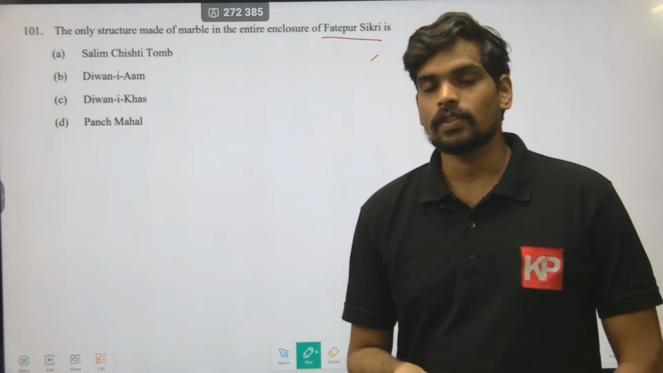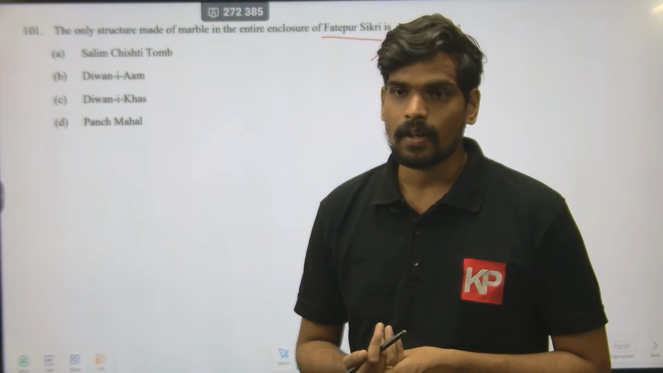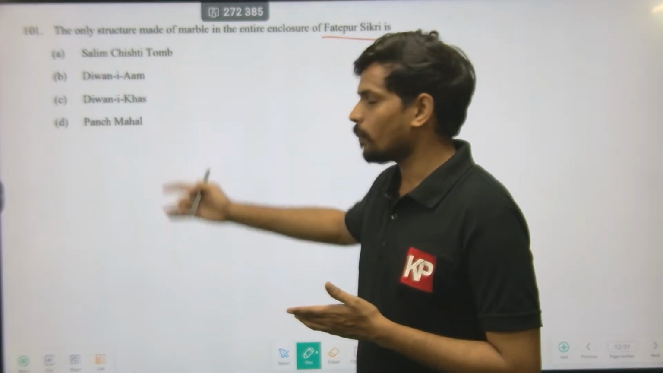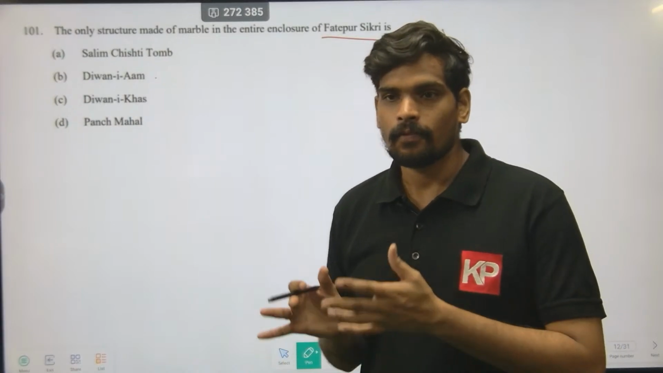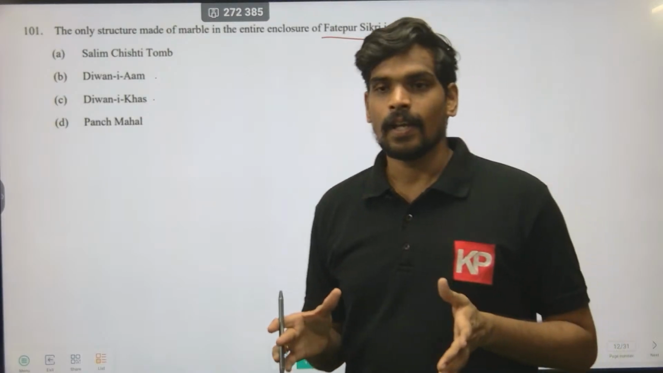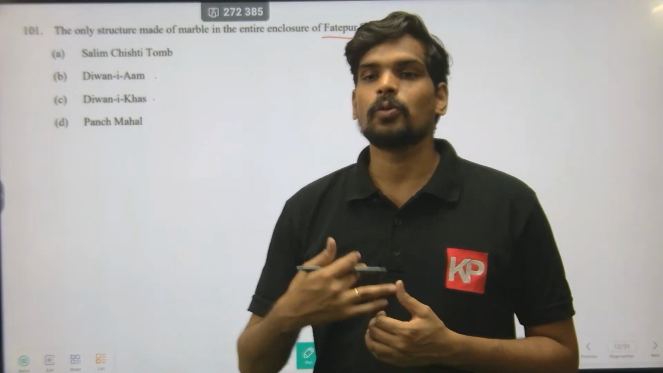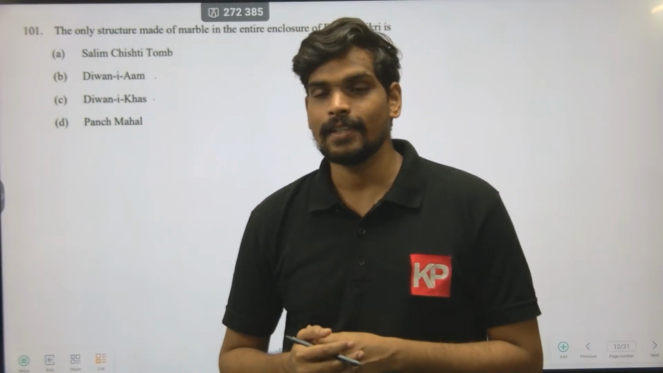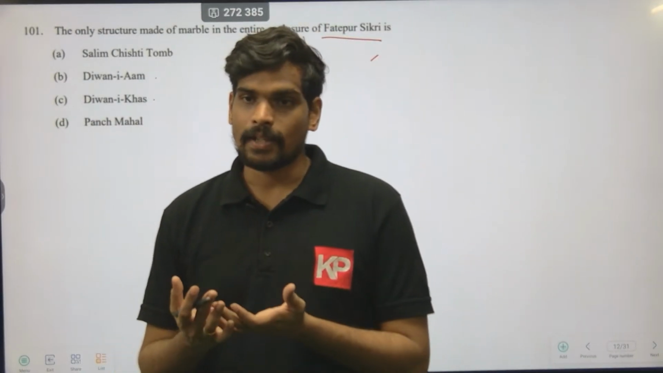So they're asking which of it is not a marble structure. So if I just point out some important structures within Fatehpur Sikri, you have Diwan-e-Aam, Diwan-e-Khas, which are given in the options. Diwan-e-Aam is basically the portion at the entrance itself where the emperor meets normal people. Diwan-e-Khas is basically a space where the emperor, Emperor Akbar, used to meet his contemporaries or other religious people for religious discussions. So that's what Diwan-e-Khas, where the emperor used to have private audience.